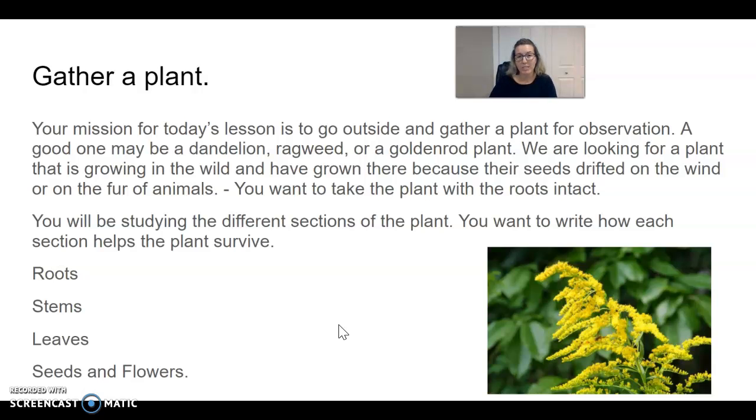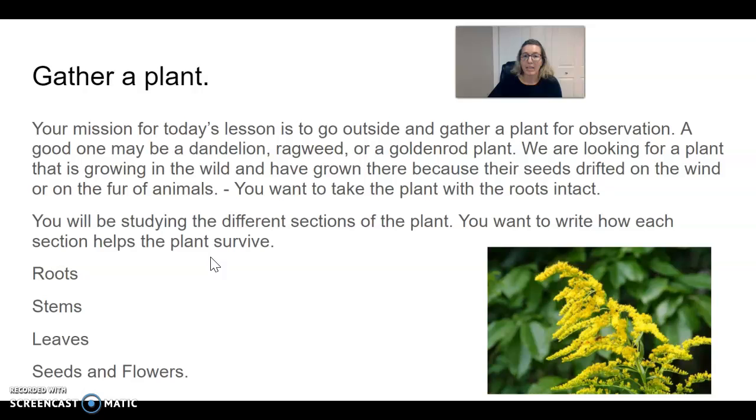Maybe you have some woods behind your house, or maybe you go to the park and you can find one there. If you cannot find a wild plant for some reason, then you may look one up and analyze the different parts of that plant to help you with this assignment. But having one in person so that you can physically touch it and move it around and look at it would be a lot better.